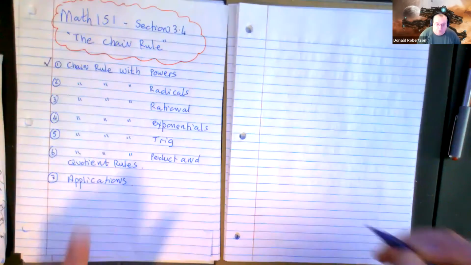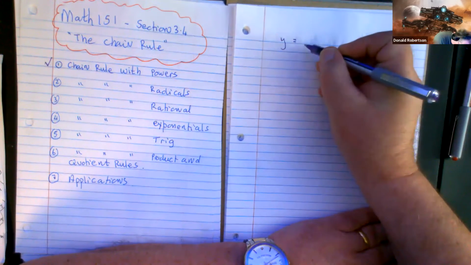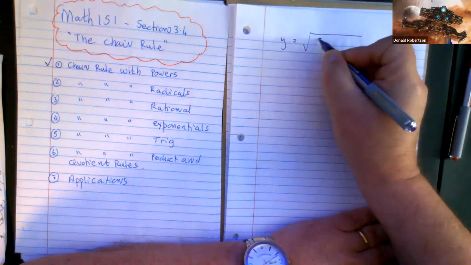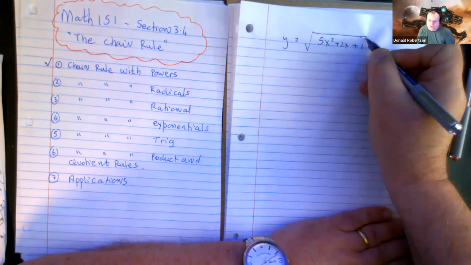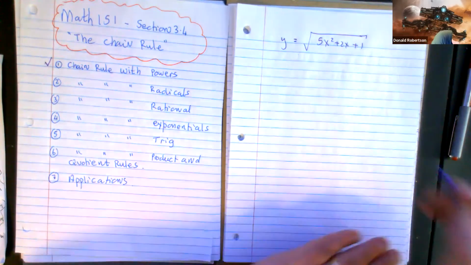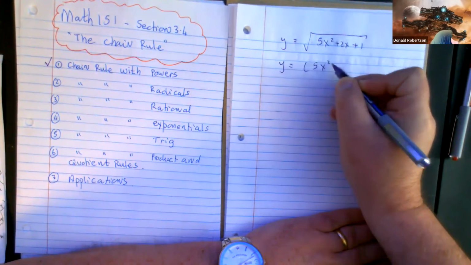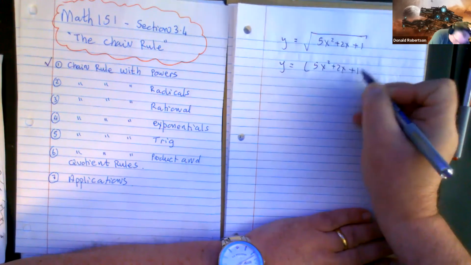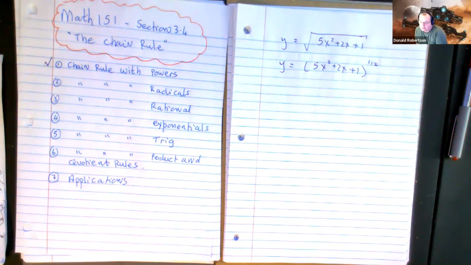Okay, let's do the chain rule with radicals, right? Square roots and cube roots. So how about y equals the square root of 5x squared plus 2x plus 1. And so how does this chain rule process work this time? Well, if I was just doing the square root of x, I would rewrite it as a power of half and do that with all radicals. So if it's a cube root, make it a fractional power, right? Make it 1/3. If it's a square root, make it 1/2 power.